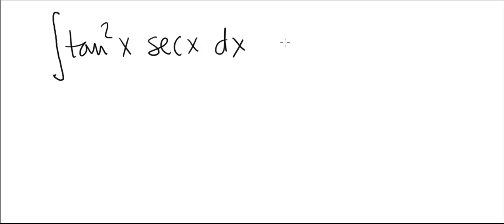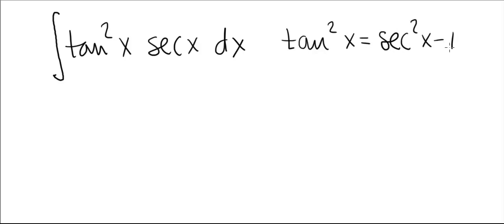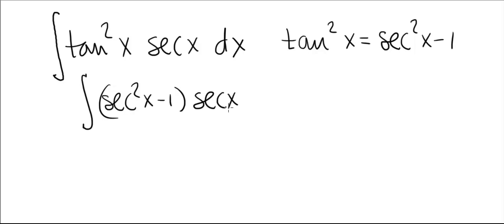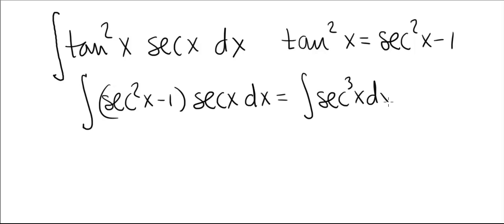So whenever that's the case, we're going to use the following trig identity: tangent squared expressed as secant squared minus 1, and we're going to eliminate all the tangents from the integral. So this tangent squared is replaced with secant squared x minus 1 times secant x, and this is the integral of secant cubed x minus the integral of secant x.